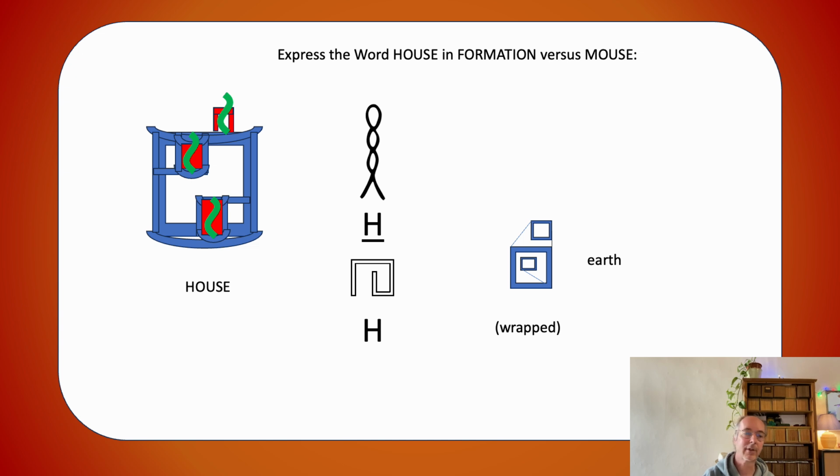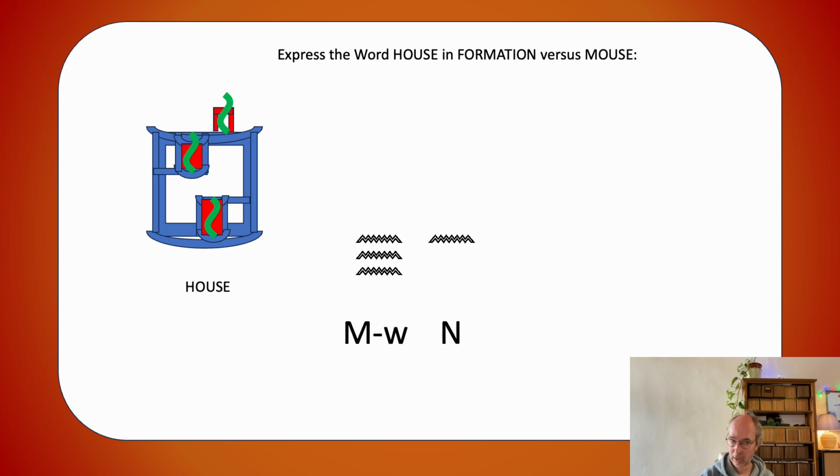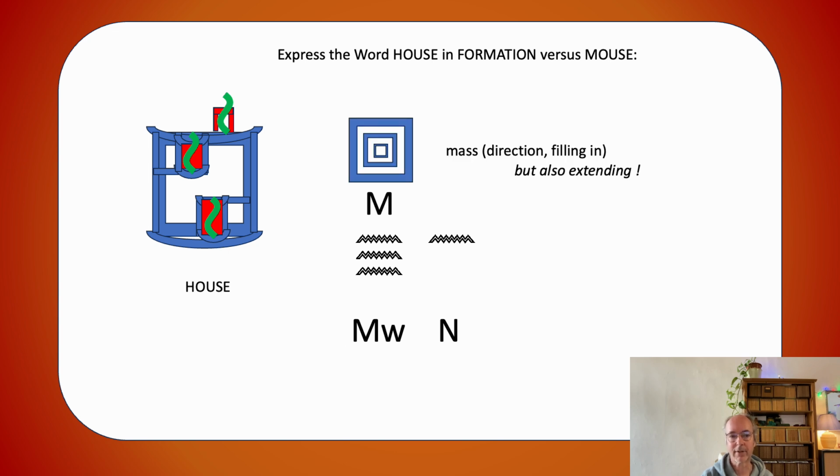Very different, because we had now house, it will be mouse. So mouse will not use the H, but it will use the letter M. So we'll first take the ancient hieroglyph of M, and this has this form, or it is associated with this form, and the N is just one of these vibrations that comes out of it. What is it about? It seems like water, but actually it is about mass. The M itself is about mass. All mass is just like water, it fills in all directions.